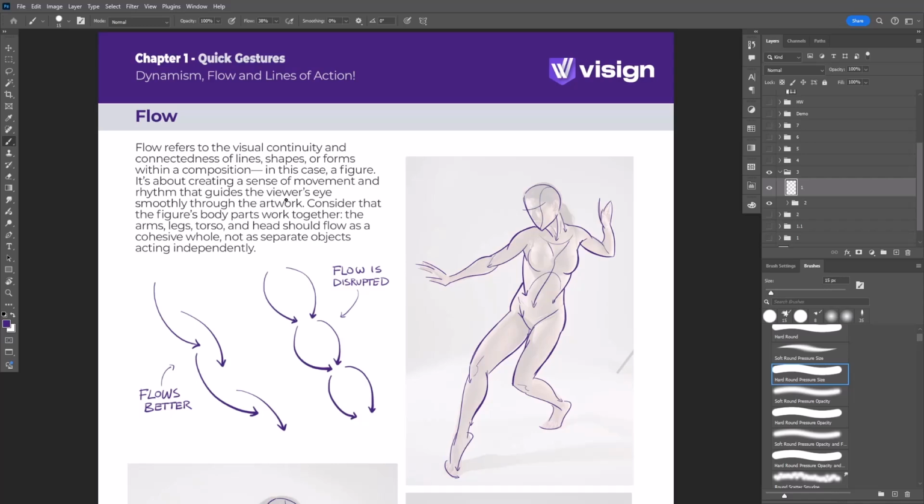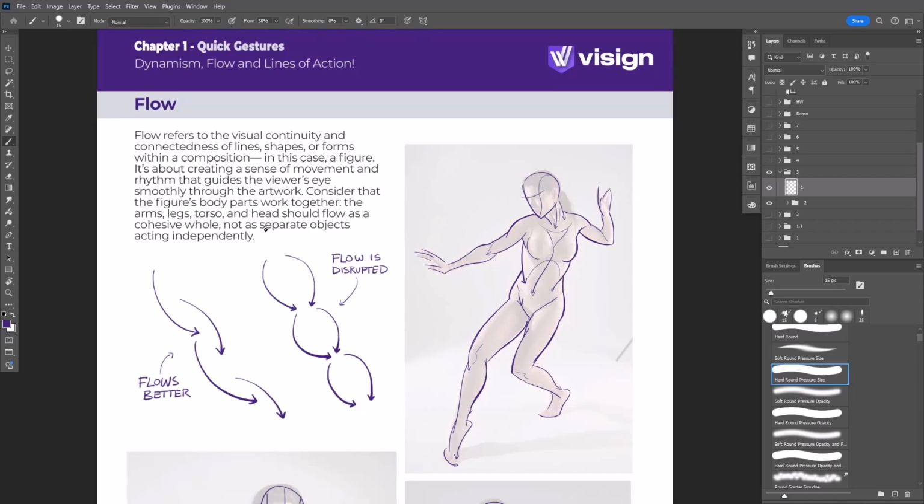We'll jump into how the general flow of the body follows those lines of action to create a flow around the body. So consider that the figure's body parts work together. The arms, legs, torso, and head should flow as a cohesive whole, not as separate objects acting independently. This is very important. A very big mistake that I tend to see with a lot of students, especially when they're studying anatomy or construction and haven't done gestures before, is that they tend to separate the limbs into their own thing doing its own thing. So you want to make sure that everything flows together.